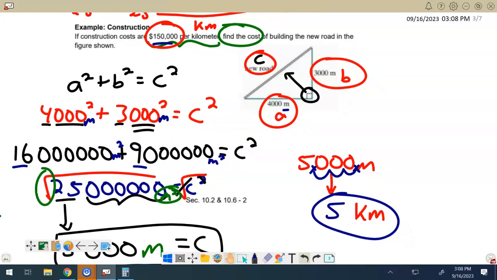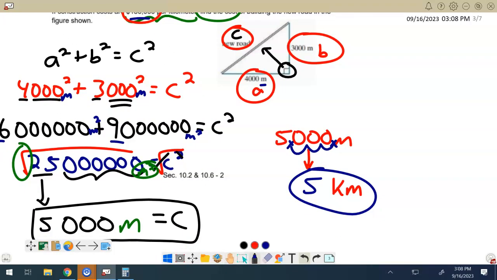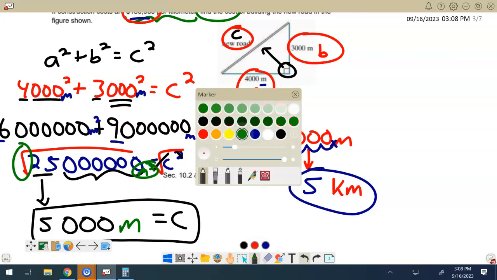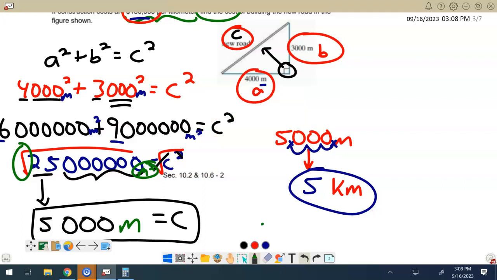And each of those kilometers is going to cost us $150,000, right? So we're going to have to multiply that by 150,000. And again, you can follow the units on this to make sure that everything's working out the right way, right? This is dollars per kilometer, right? And if you think of this as a fraction over 1, you see that the kilometers will cancel out, and our final answer will be in dollars.